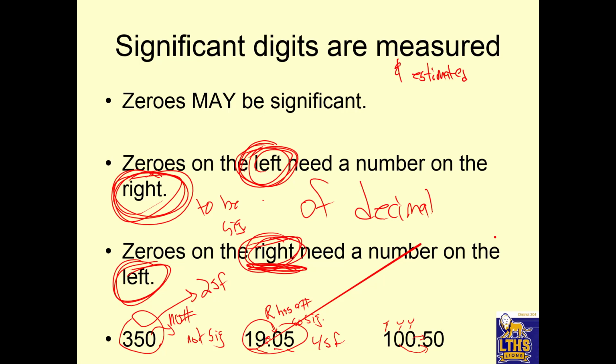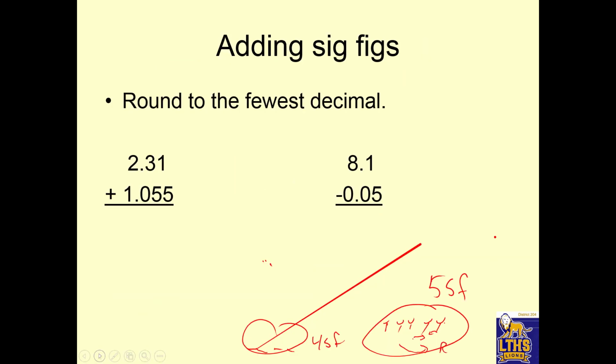This is a 0 on the right. Uh-oh. A 0 on the right. It needs a number on its left. Hey, there's a 5. Yes. 1, 2, 3, 4, 5. This has 5 sig figs. We'll do a lot more of those.